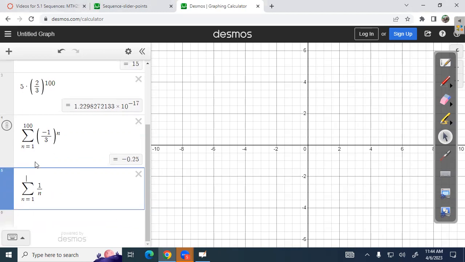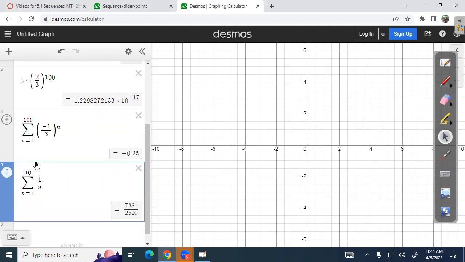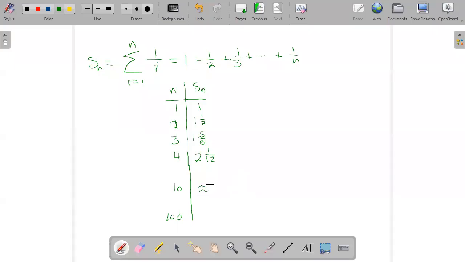The 10th one: 7,381 divided by 2,520. Let's get the decimal version. 2.93-ish. Approximately 2.93. What about the 100th one?